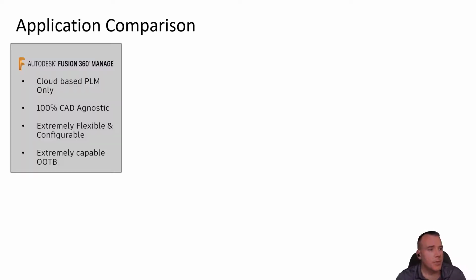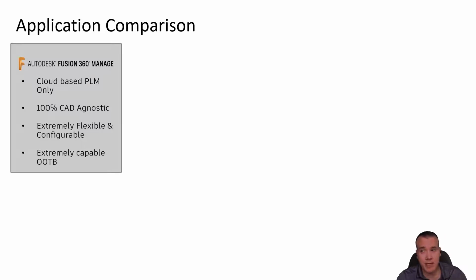So let's talk a little bit now about how they compare from a functionality standpoint. What can each of these products do? So Fusion 360 Manage, it is cloud-based PLM only. Yes, you can attach files to objects in Fusion 360 Manage, but it is not designed to manage CAD data. You cannot check out a CAD file, modify it, and check it back in. Fusion 360 Manage does not have that capability.